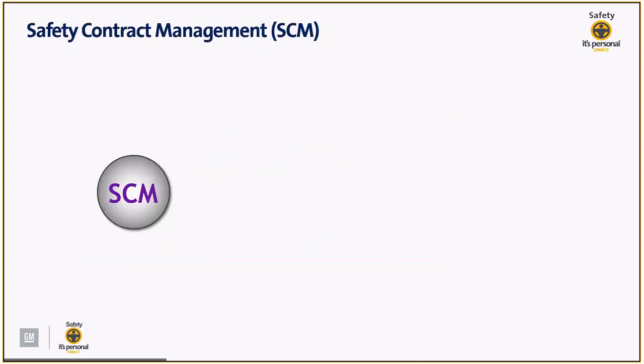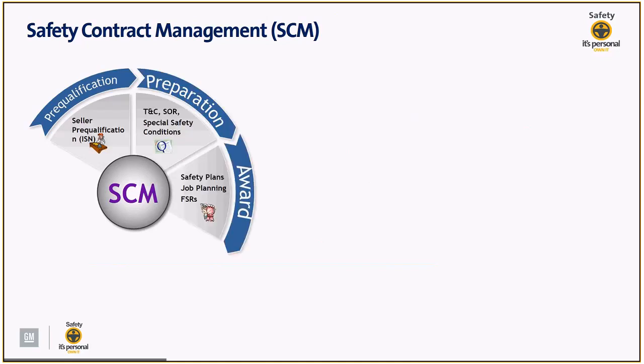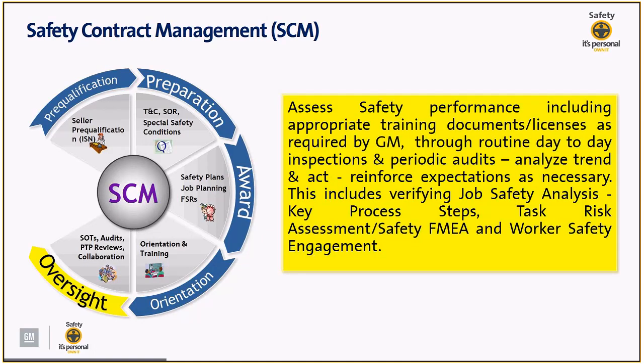So, safety contract management. You're taking this course, so it should mean that you have already taken the full course of safety contract management, which is 55030. And in that course, you learned about pre-qualification, preparation, award phase, orientation, oversight, and evaluations.